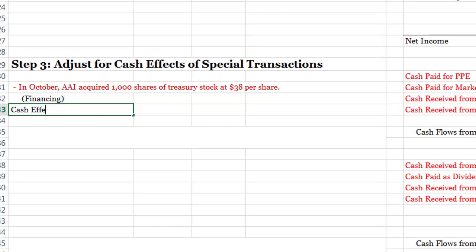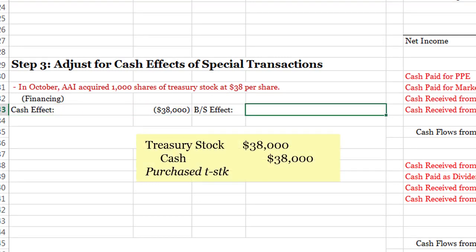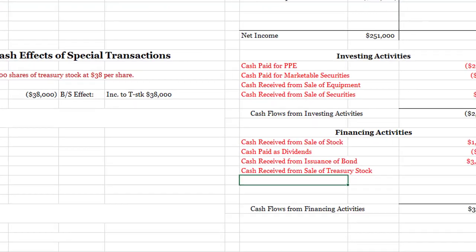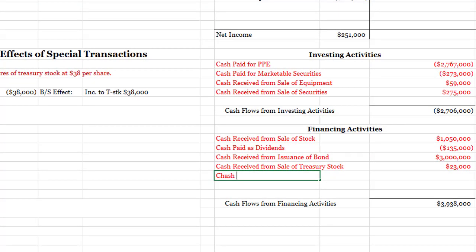My cash effect, let's see, I purchased 1,000 shares at $38 a share. I'm going to make that a negative because cash goes out. My balance sheet effect, I would credit cash and debit treasury stock. So I have an increase to treasury stock of 38,000. Now that I know the balance sheet effect and the cash effect, I can put it into my worksheet. Cash paid to purchase treasury stock.